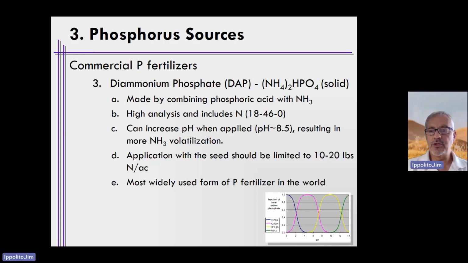Yet another type of nitrogen phosphorus containing fertilizer is diammonium phosphate. And this product is highly attractive as well for application to soils that require both nitrogen and phosphorus. It's also a solid, and it's also created in a similar fashion as monoammonium phosphate. It's reacting phosphoric acid with ammonia gas to form diammonium phosphate.